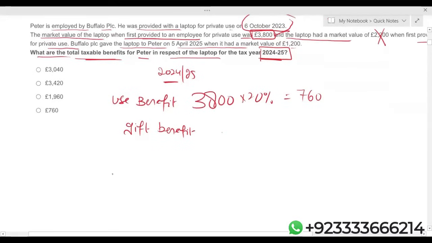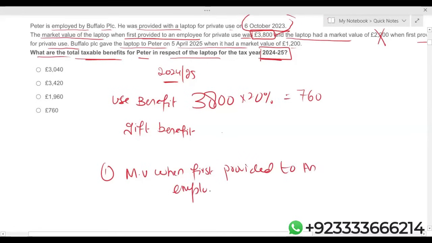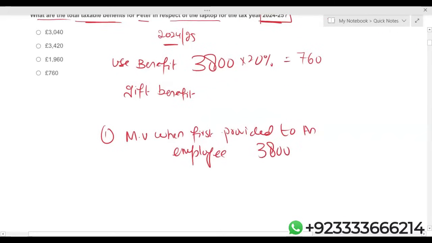How to calculate the gift benefit? Gift benefit is actually the higher of, number one, the market value when first provided to an employee. At that time, it was 3,800. So Peter, in 2023-24, has used this for how many months? 6 months.